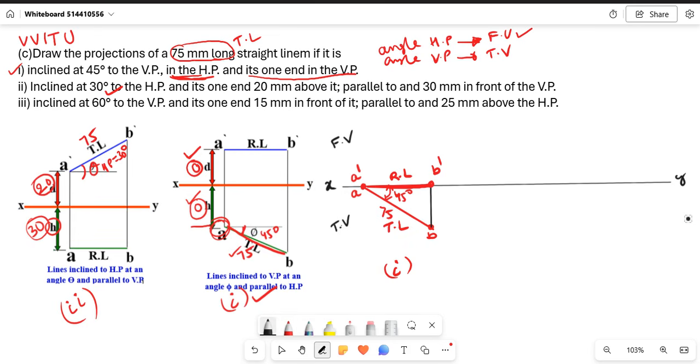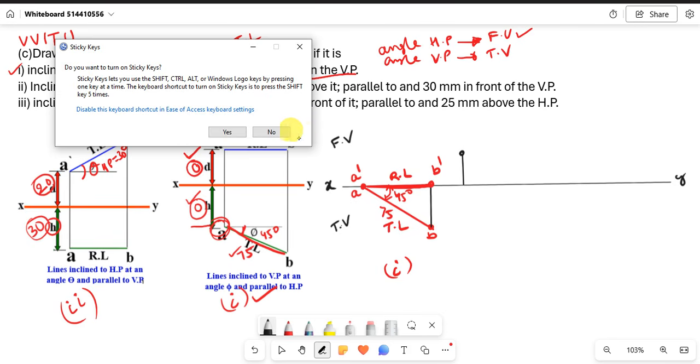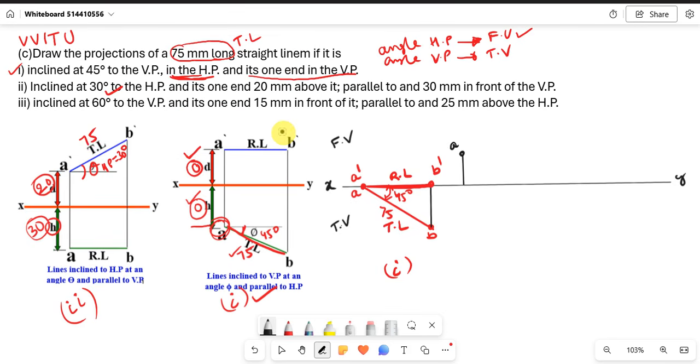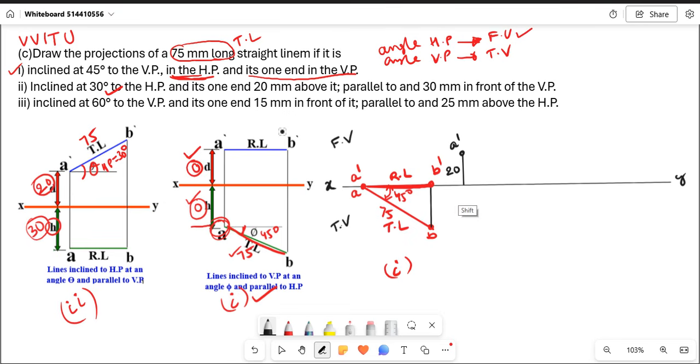So first of all, draw the A dash point above the XY line with a distance of 20 mm, because it is 20 mm above the HP. Similarly, draw the top view, that is small a, which is in front of VP by 30.